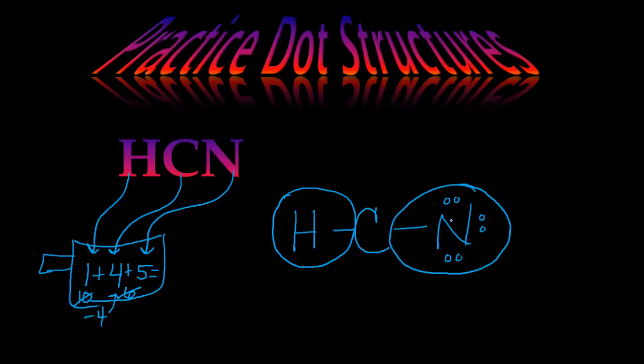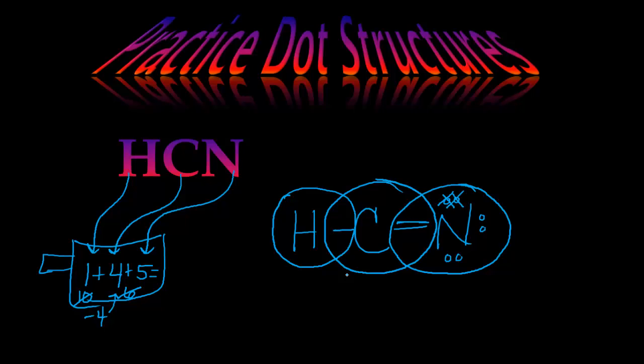N is happy. It has 2, 4, 6, 8. And once again, we have poor lonely C that does not have a full octet. So it wants how many more electrons? Well, we have 2, 4. It needs 4 more electrons to get 8. Well, it has nothing to steal from H, so it's going to steal from N.